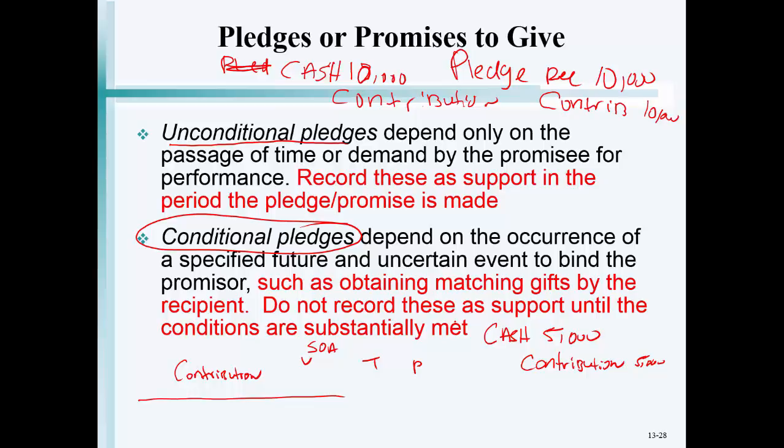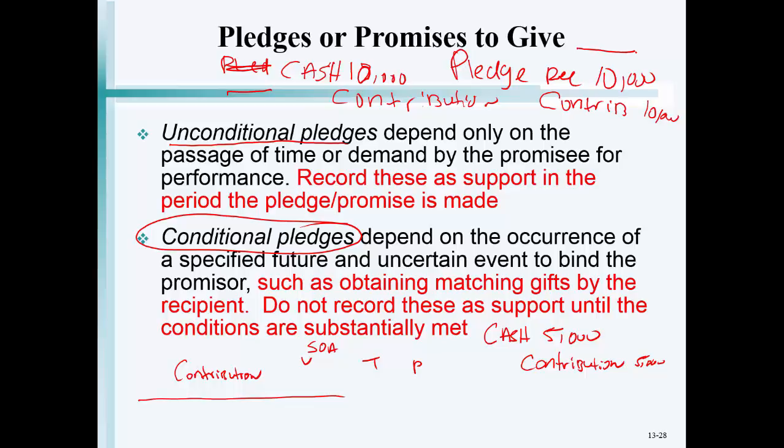Okay. All right. So these are conditional promises to give. You take the what? You take the contribution when the condition is substantially met, right? So cash contribution, take it as soon as you get the cash, right? Unconditional pledge, take it as soon as you get the pledge, right? Conditional pledge, you have to what? Wait until the conditions are met, right?